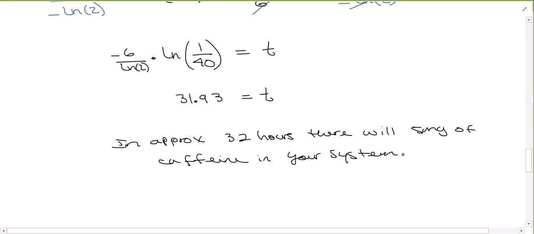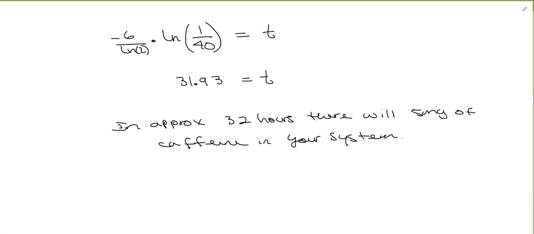Sometimes the question is how long until you're clear of a substance in your body? It really depends on the half-life. Caffeine has a half-life of 6 hours. Ibuprofen has a half-life of 4 hours, and different medications have different half-lives, so depending on the half-life, it's harder for something to go through your system. All right, let's try another example.